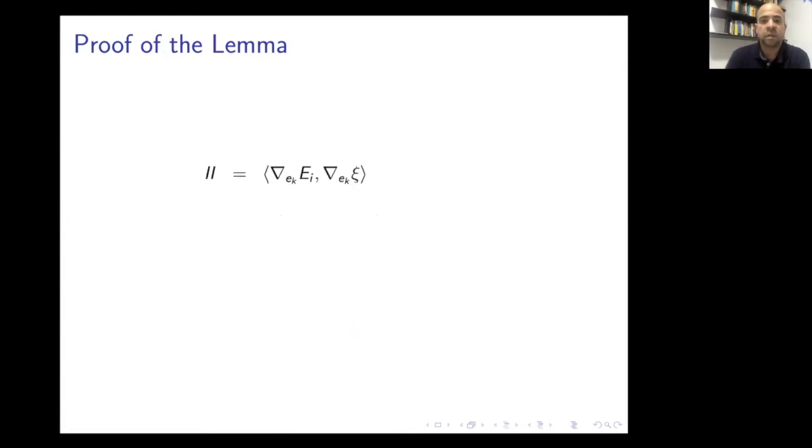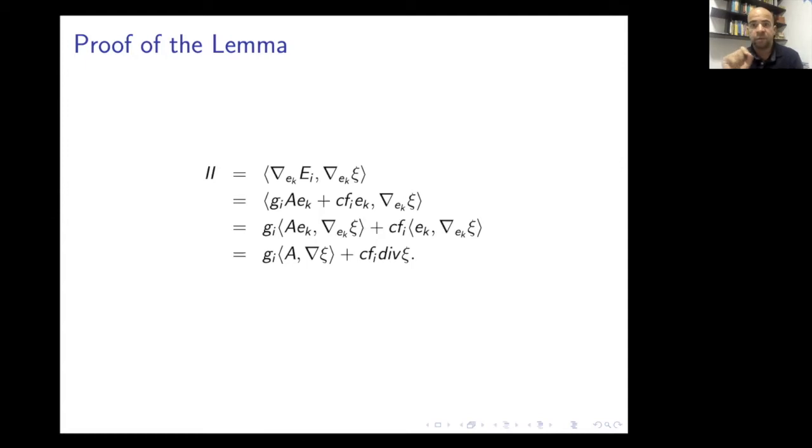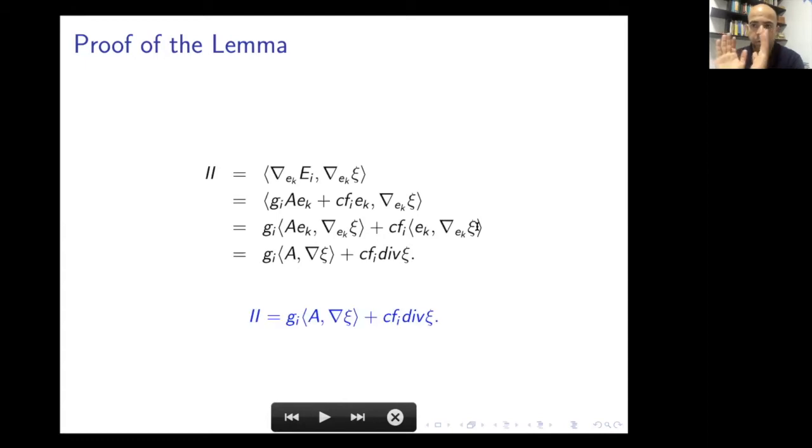Let's compute the second term. It's simpler. Again, we are summing over k. Recall that we already know the derivative of ei in the direction of ek, and we just write using the sum here. Now note that this inner product is the inner product of the two-tensor A with the covariant derivative of C as a two-tensor. So it's this term here. And the second one is just the divergence of the vector field C. And that's all for the second term.